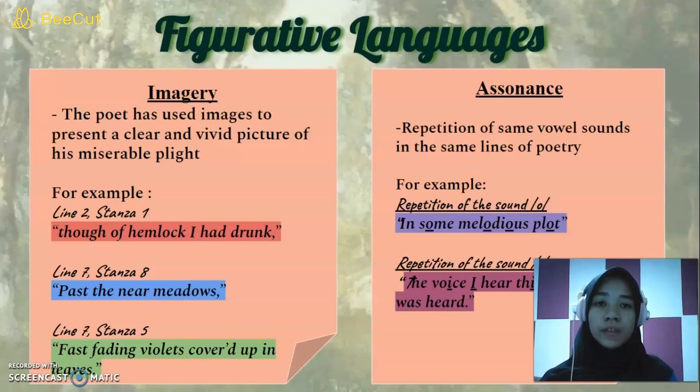The third figurative language will be assonance. It is the repetition of the same vowel sounds in the same line of poetry. For example, repetition of the sound O. In the poem, "in some melodious plot." So there are four repetitions of O. And the next one is repetition of the sound I. "The voice I hear this passing night was heard."